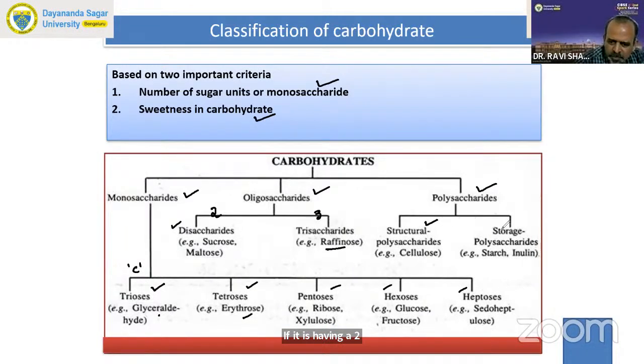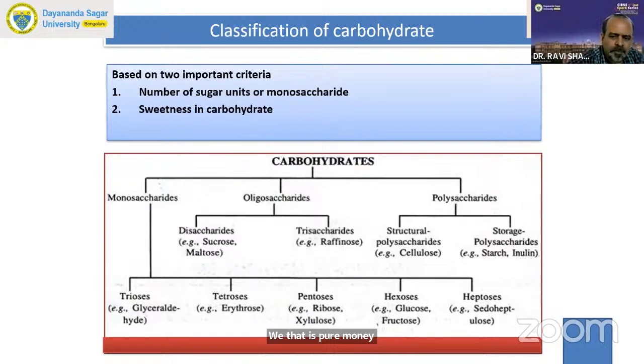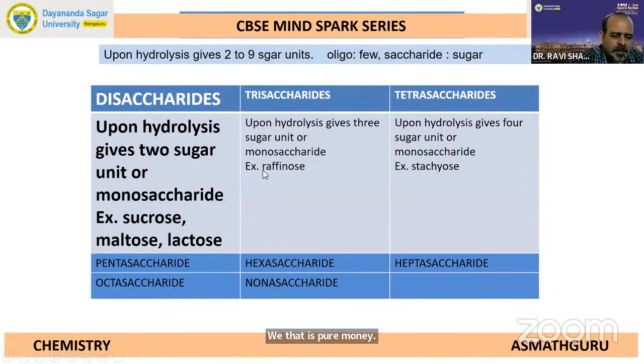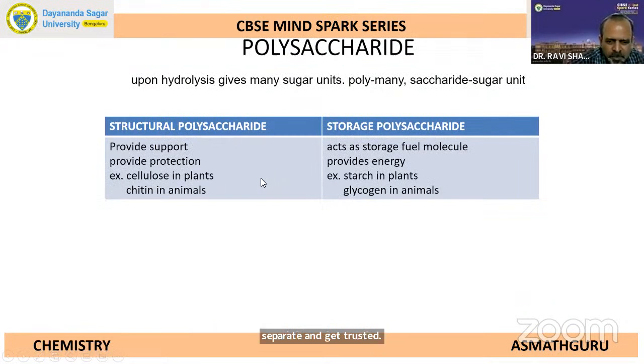Polysaccharides are of 2 types: structural, which provides support and protection, and storage, which acts as a fuel molecule, such as starch and inulin. This is about monosaccharide, disaccharide, trisaccharide and tetrasaccharide, and this is about structural and storage polysaccharide. You can take a screenshot if you want. Remember the examples, very important. Structural polysaccharides: cellulose in plants, chitin in animals. Storage: starch in plants and glycogen in animals.